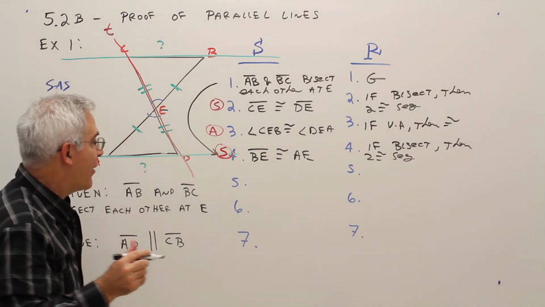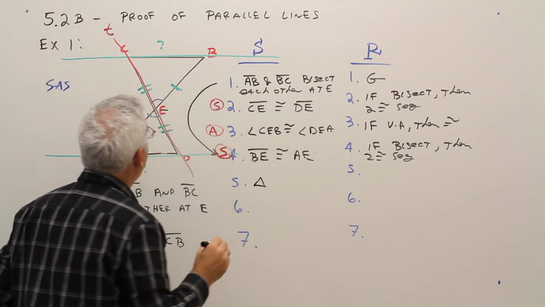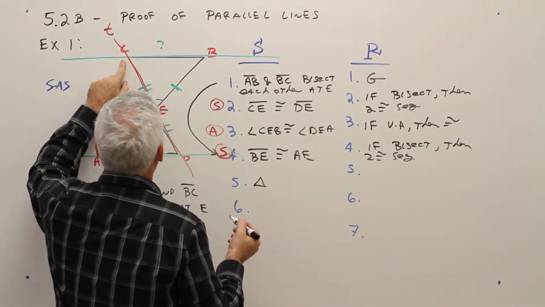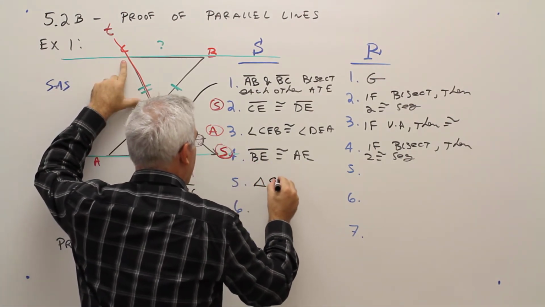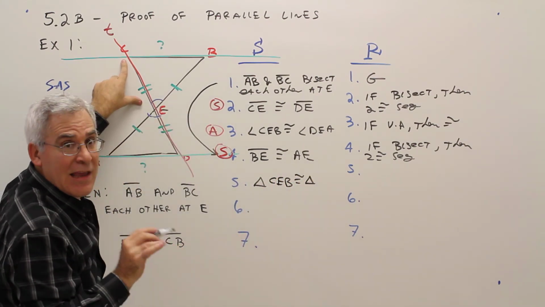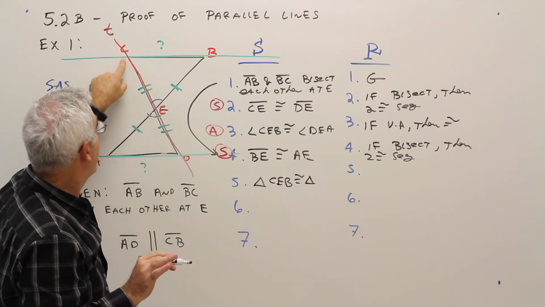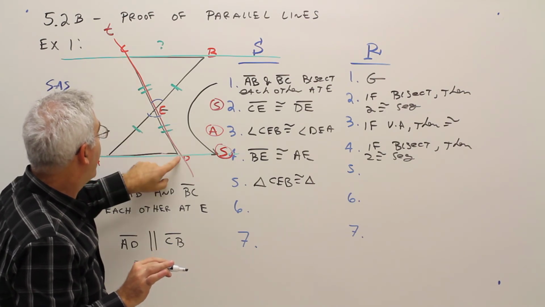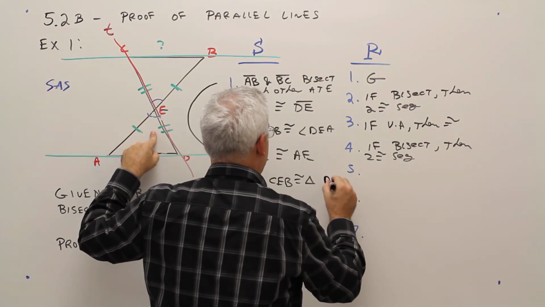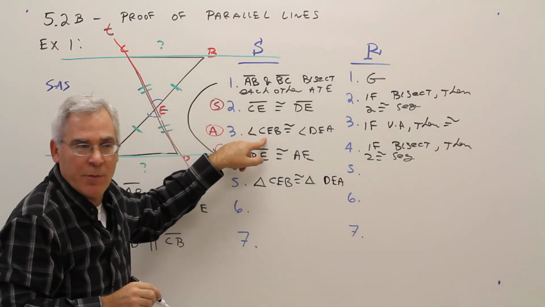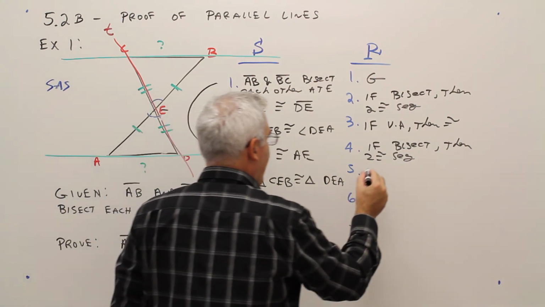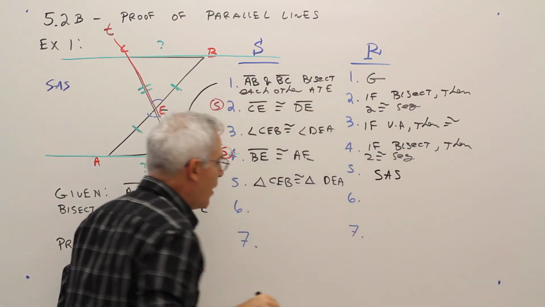Then I can get the triangles. Triangle, whatever I'll call it, CEB. Now once I call a triangle CEB, I got to be careful with my ordering. So C was over there. That's going to correspond to DEA. And I usually do my angles in the same order just as a helpful memory device. And that would be by SAS.